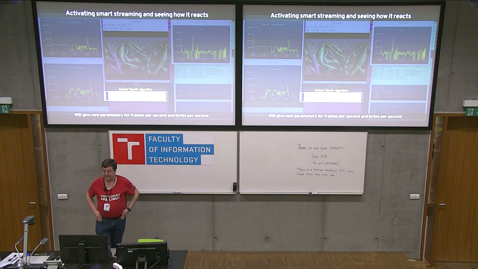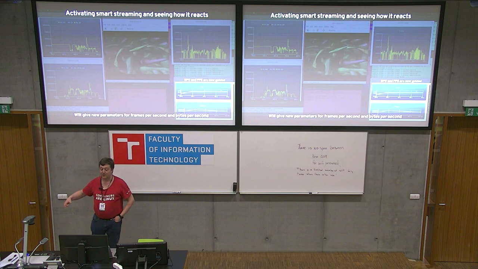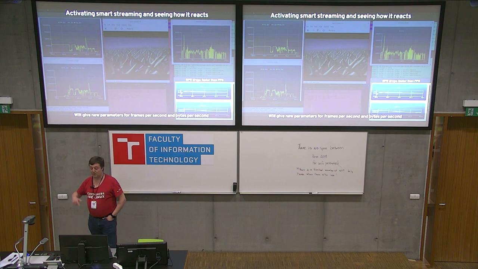So let's activate smart streaming and see what happens when we have that. Same conditions. So now you see on the right that the BPS, so bytes per second and frames per second, are now guided by the smart streaming algorithm. And the client does report a drop in bytes per second because of the network and a drop in frames per second because it's guided to do so.